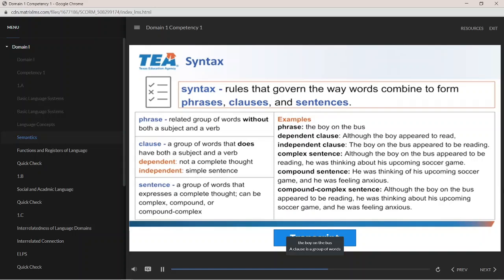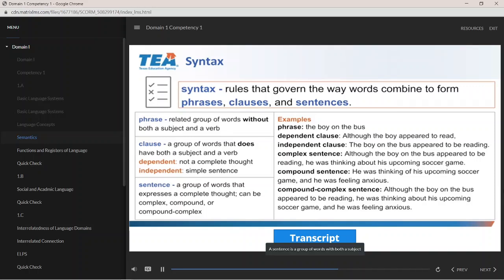A clause is a group of words that does have both a subject and a verb, and can be either dependent, meaning it does not express a complete thought, or independent, meaning it can be a complete thought on its own. An example of a dependent clause is, "although the boy appeared to read." An independent clause would be, "the boy on the bus appeared to be reading."